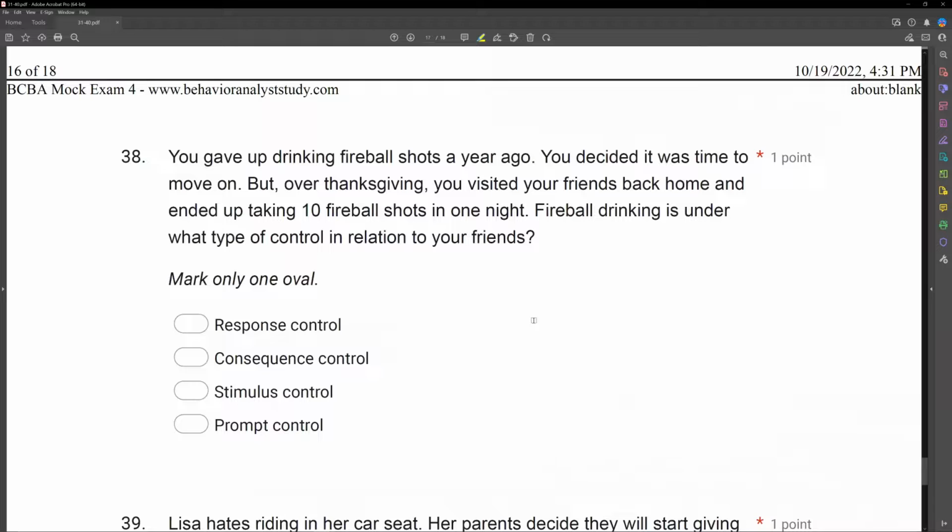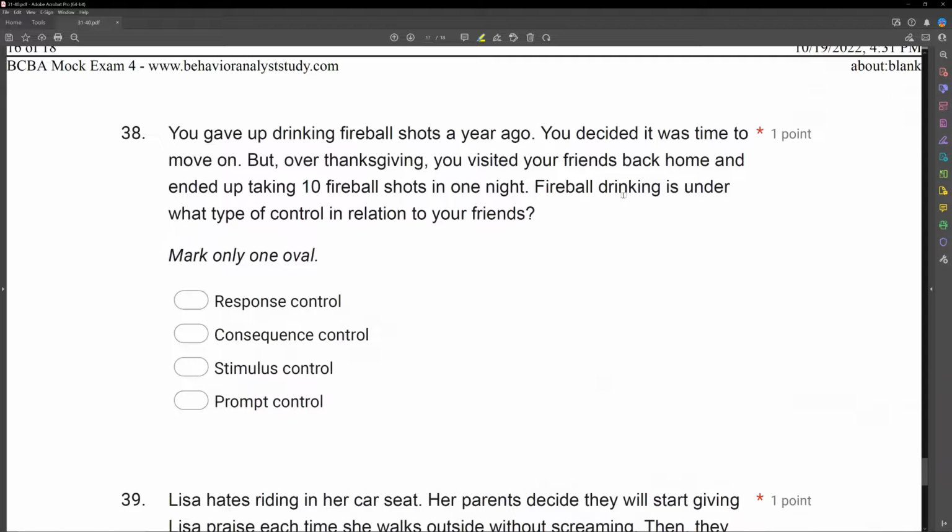38. You gave up drinking Fireball shots a year ago. You decided it was time to move on. But over Thanksgiving, you visited your friends back home and ended up taking 10 Fireball shots in one night. Fireball drinking is under what type of control in relation to your friends? All right, pretty easy question. Say a 3 or 4 on the difficulty scale. Let's first identify what we're asking. We're asking about Fireball drinking, and it's under what type of control? Okay, which is kind of a dead giveaway, but let's break it down, right?